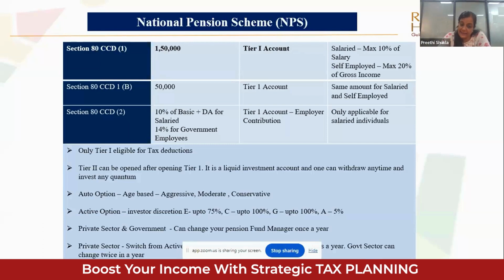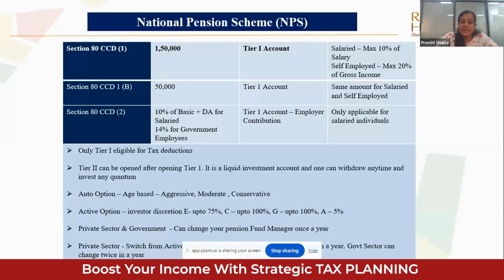If you opt for the active option, you can choose allocation between the four different investment avenues that NPS offers. They are Scheme E, Scheme C, Scheme G, and Scheme A. Scheme E is equity, Scheme C is corporate bonds, Scheme G is government securities, and A is alternative investments. Okay, so I've mentioned here the maximum limit up to which you can invest. Private sector only can invest in Scheme A, which is alternative funds, and only up to a maximum of 5%. Please note that government employees are not allowed to.